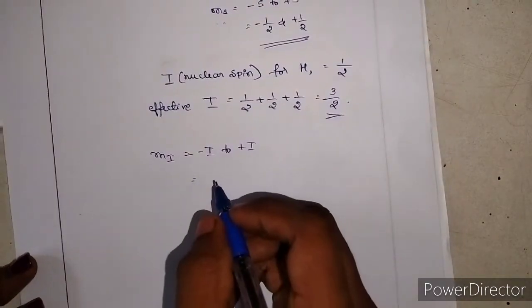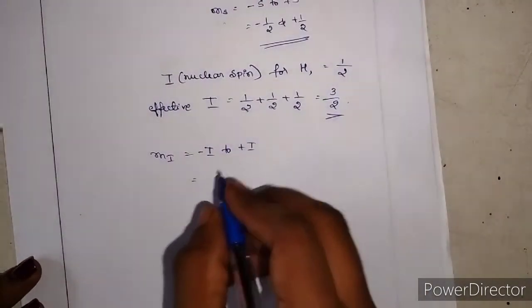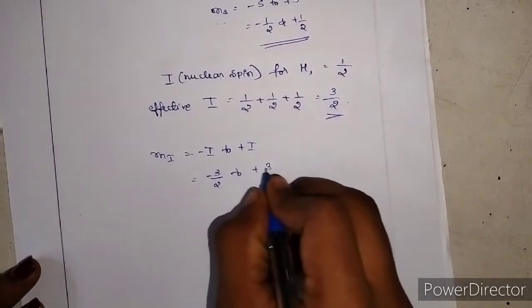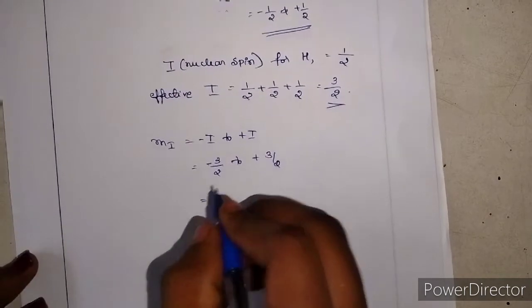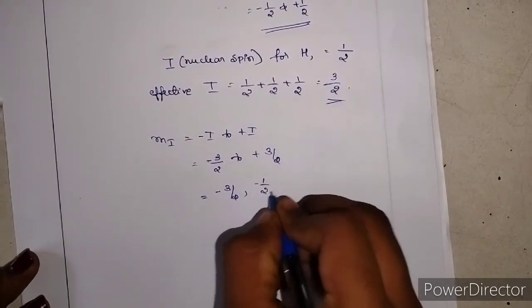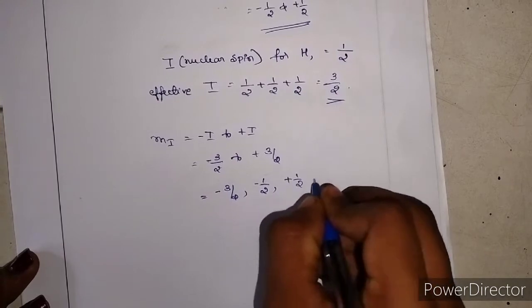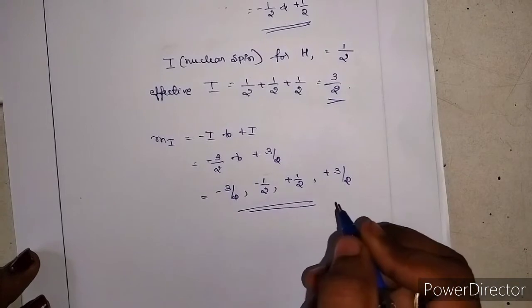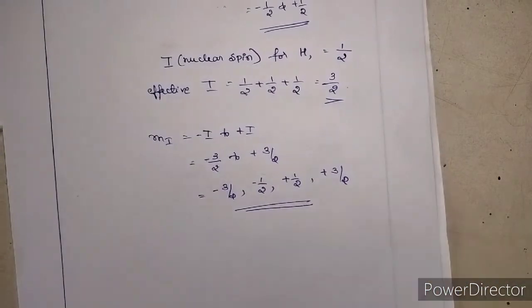So how many values are there? From minus 3/2 to plus 3/2. The values are minus 3/2, minus 1/2, plus 1/2 and plus 3/2. So there are 4 Mi values for the methyl free radical.